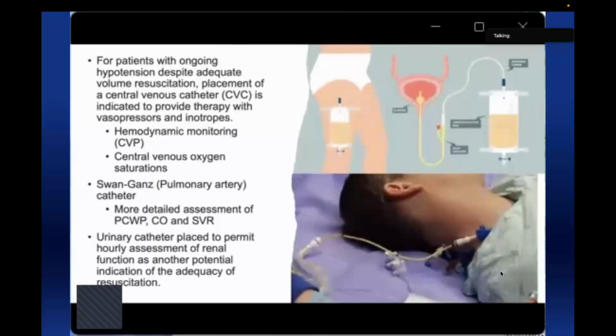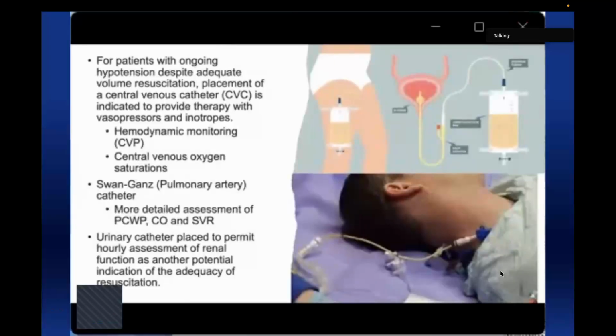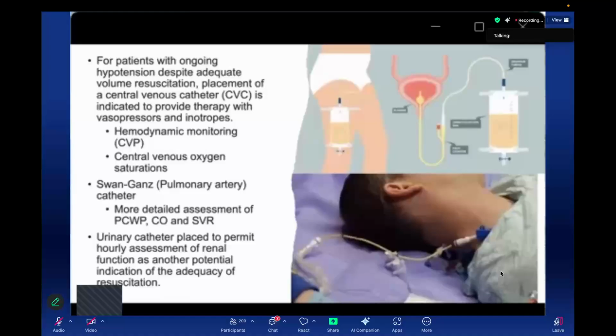So if you anticipate a toxic patient from the ER or even from the floors, you might want to suggest inserting a central line for better monitoring and for better access for a lot of medications. And also, we insert a Foley catheter, as shown in the right upper portion of your screen, urinary catheter placement to permit hourly assessment of your renal function as another potential indication of the adequacy of resuscitation.